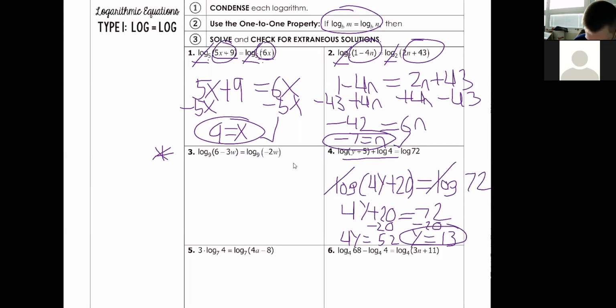Then you just want to double check if you plug it back in, do you get the same thing? Once you get to this spot, if you plug 13 in for that y, do you get 72? 4 times 13 is 52, plus 20 would be 72. So far these are all working.